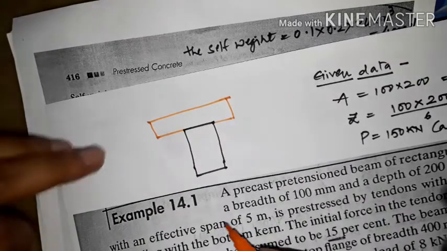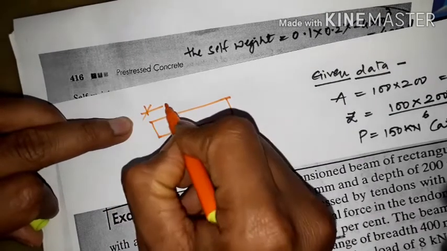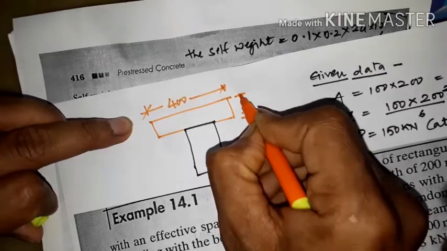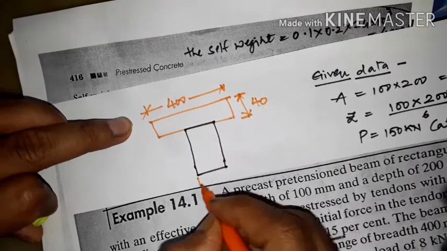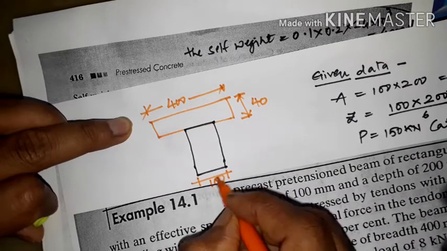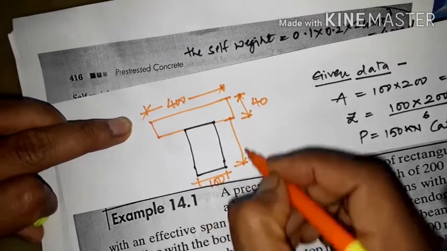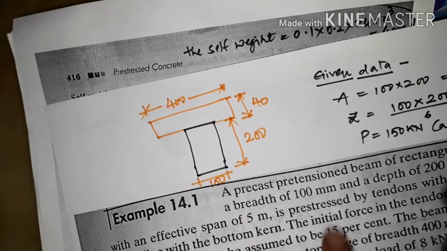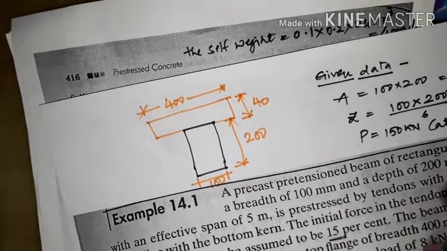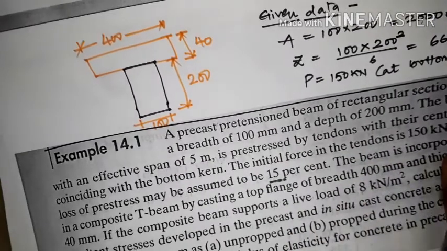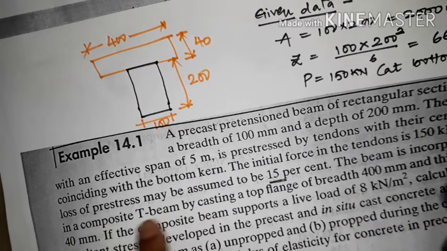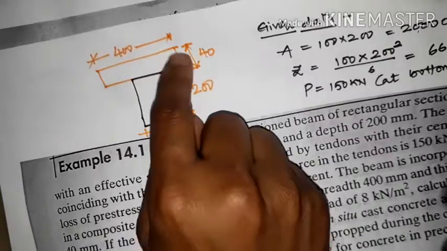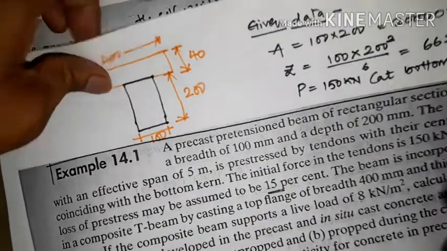The size of this is 400 by 40. The size of this is 100 by 200. The precast beam is 100 by 200, and the beam is incorporated with the composite T beam by casting a top flange 400 mm wide and 40 mm thickness. So these are the properties we have.